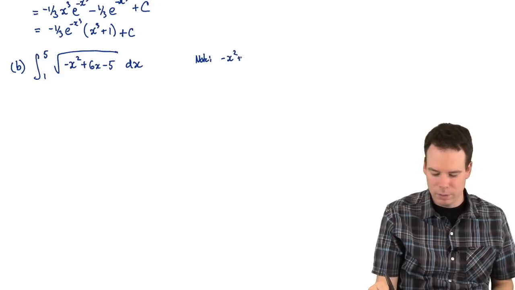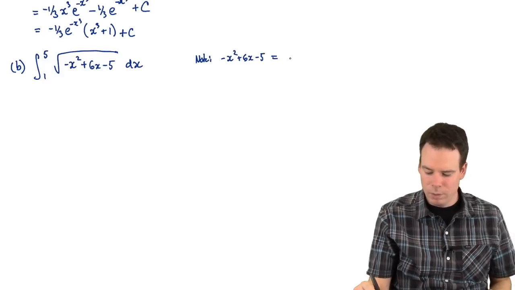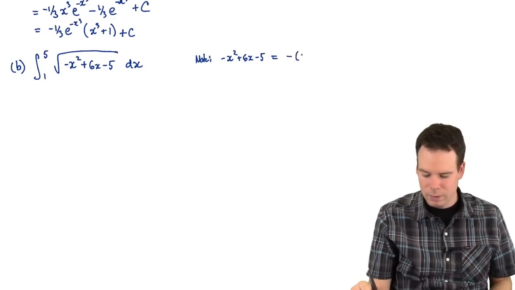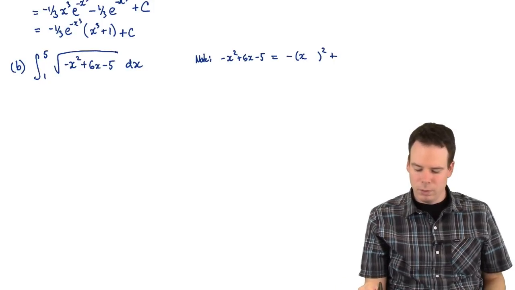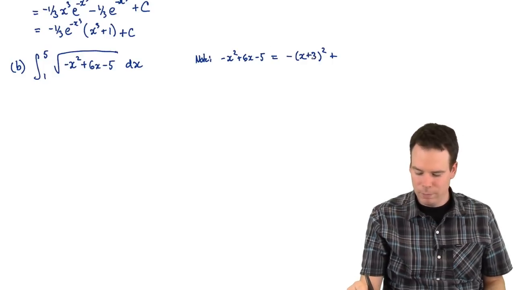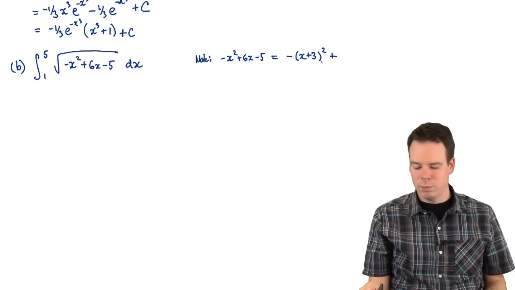negative x squared plus 6x minus 5, I want to be able to write that as negative x plus something squared plus a constant. So if I'm going to write x plus something squared, I need that number so that when it doubles gives me 6. So I need that to be a 3. So now let's see, what does this first part give me? It gives me a negative x squared. It gives me a 3x plus another 3x, it's a 6x.